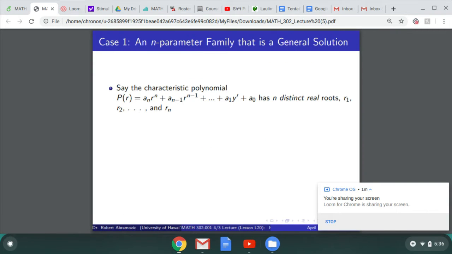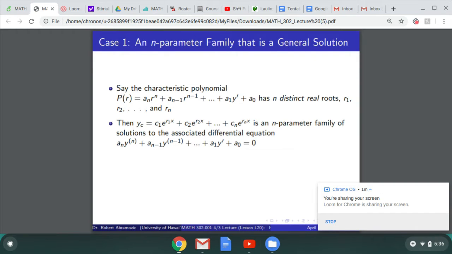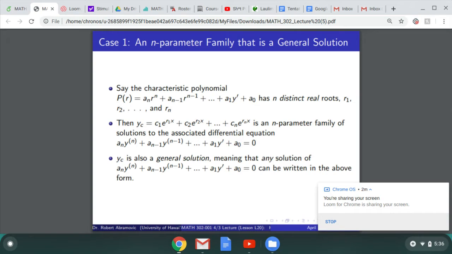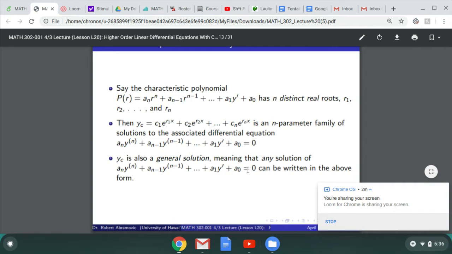Okay. So let's look at the first case of the characteristic polynomial having n distinct real roots. This is actually the simplest case, because in this case we get an n-parameter family: just set e to the rx. Those are all linearly independent solutions. Each one's distinct. We form an n-parameter family of solutions to the differential equation, and that's actually the general solution. A general solution means that any solution of this differential equation can be written in the above form. That is, it can be written as c1 times e to the r1x plus c2 e to the r2x plus ... cn e to the rnx.